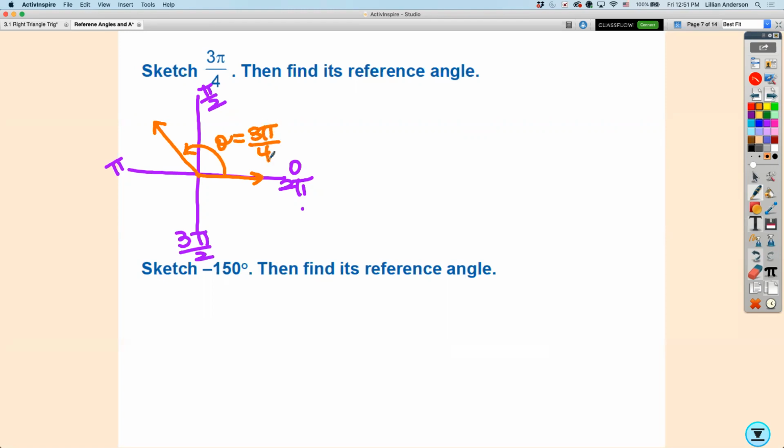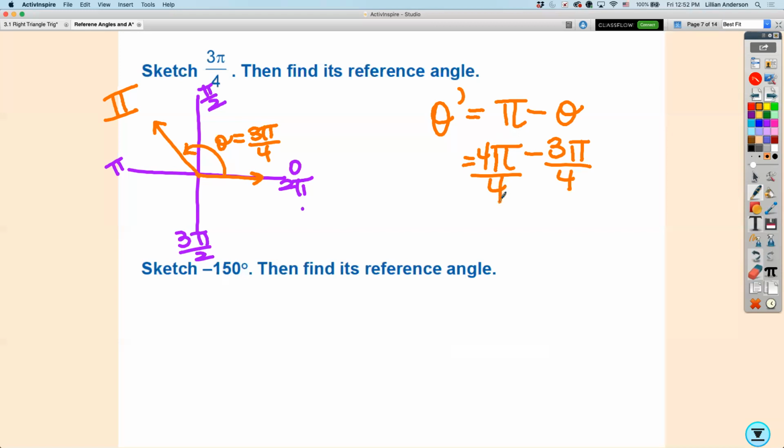So since it lies in quadrant 2, to find my reference angle, I have to do pi minus theta. So that's going to be pi minus 3 pi over 4. How should I rewrite pi so that way I can subtract them? So what's that answer? So my reference angle for 3 pi over 4 is pi over 4.